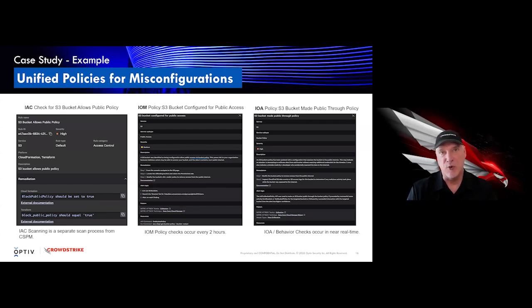And then once we do the registration process into the cloud assets, we have the regular periodic checks for the indicators of misconfiguration. So you can see we have an identical policy for an S3 bucket configured for public access. Here we can check if that was missed in the IAC scanning phase. And then the final for the win is we have an IOA behavioral policy. So if we dynamically see that something is happening in real time, we can alert you to that, for instance, an S3 bucket was made public through policy in a dynamic fashion, so you can interpret it and take some action for that.